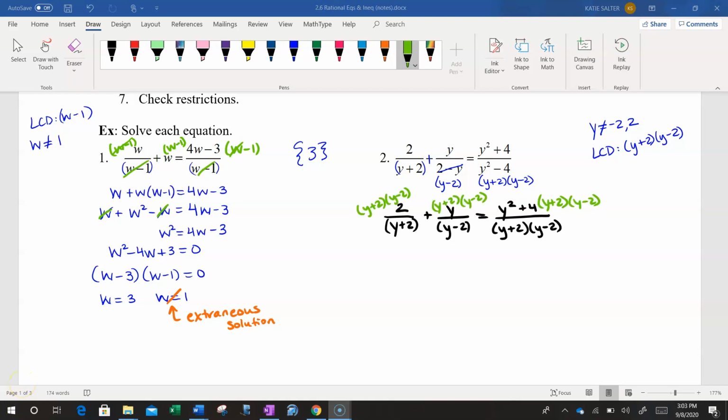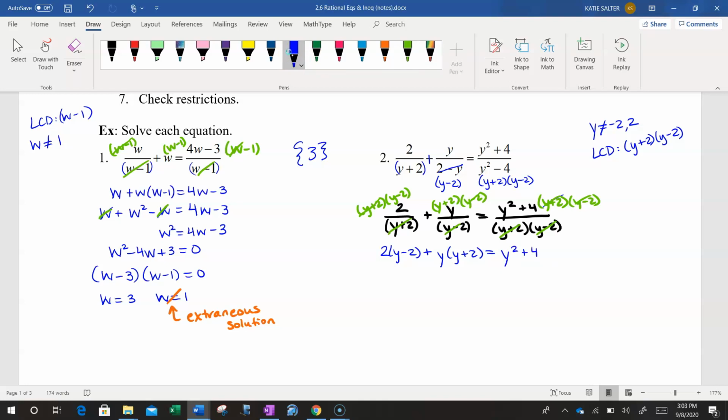Okay, so in our first fraction, that y plus 2 reduces, so we're left with 2 times y minus 2. For the next one, we have plus, that y minus 2 reduces, so we are left with y times y plus 2. And in the last one, everything reduces. The y plus 2 with the y plus 2, the y minus 2 with the y minus 2. So we are just left with that numerator of y squared plus 4.